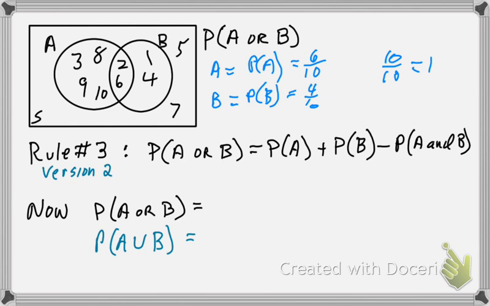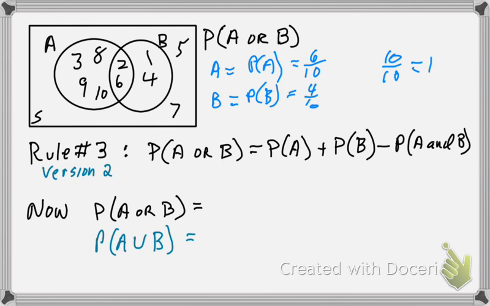So look what just happened. For A, I counted these 6 things right there, right? 3, 8, 2, 6, 10, 9. For B, I counted those 4 things. 1, 4, 6, 2. We counted the 2 and the 6 twice. That's what threw us off. So look what this rule says. Version 2 says, yeah, go ahead and add up the probability of A and the probability of B, but you counted that overlap twice. So we're going to subtract 1 overlap. We don't want it in there twice.